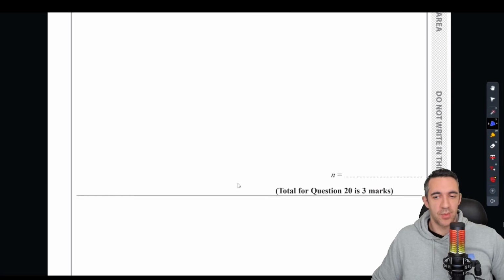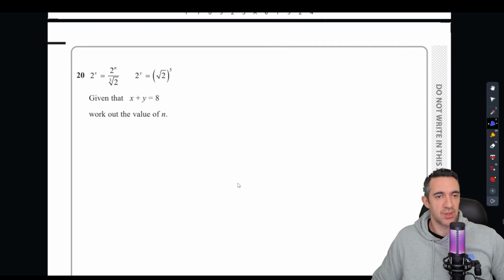Okay, what are we on? 20. There's got to be some marks here. 3 marks. So, ooh, right, indices, fun stuff. So this left equation, 2 to the x equals 2 to the n, and then I have the cube root of 2. So that would be a third. I think that's probably going to be 1 mark, to be honest, on its own.